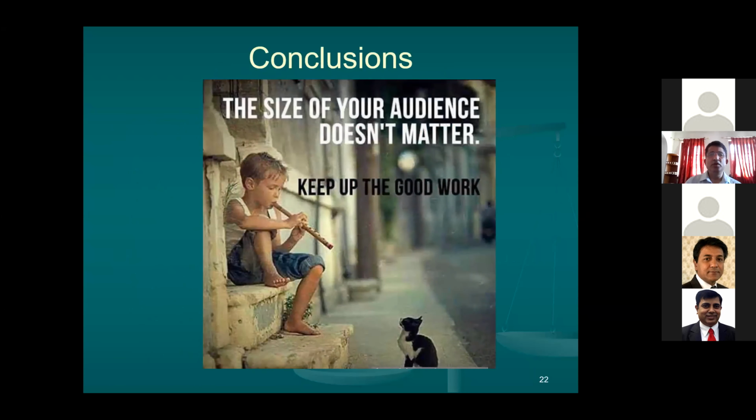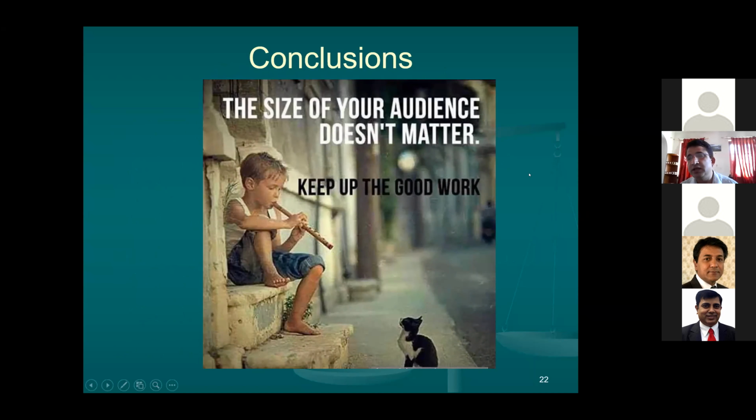So this is my concluding slide. The size of your audience doesn't matter, and keep up the good work. Very few articles are read, because there are so many journals in Nepal and outside also. But even if very few read, you still write and produce a very good article with a good result section, and eventually it will give happiness to you.